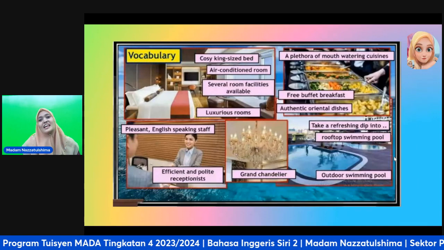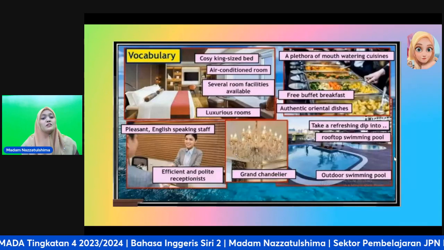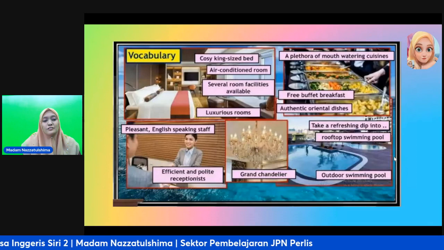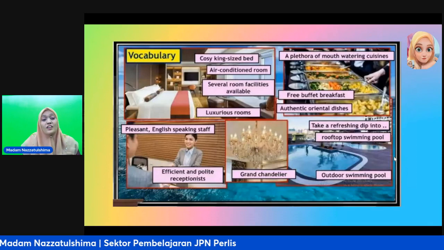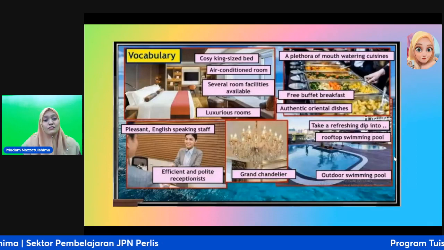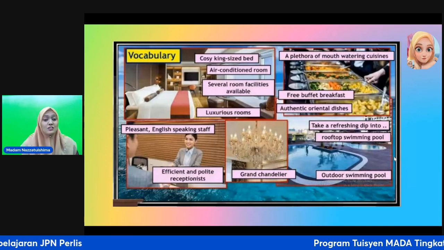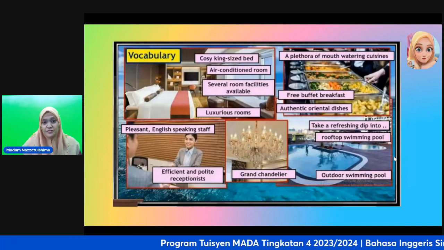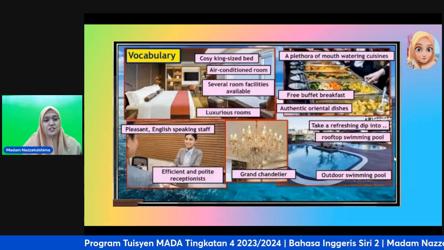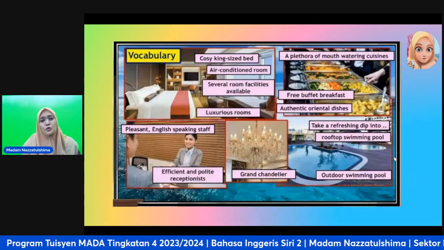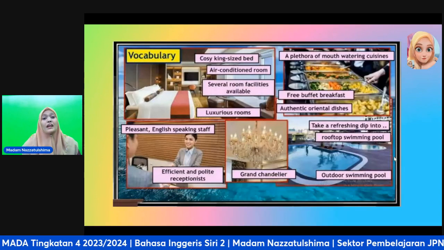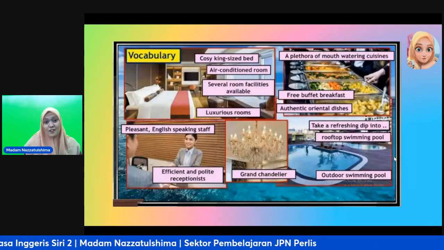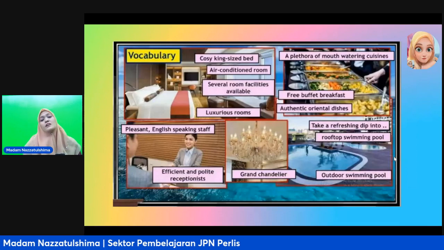So luxurious. Next one, if you want to mention the staff, the staff is pleasant, cordially welcome you, the staff are able to speak English, so English speaking staff, and then they are efficient and polite receptionists. Those are a few sentences that you might use to do a review regarding the staff of the hotel or homestay, for example.